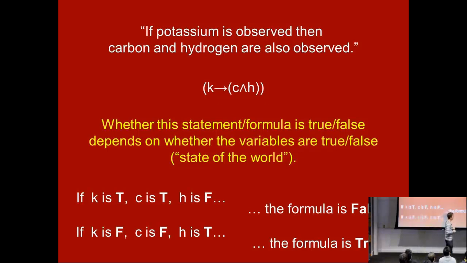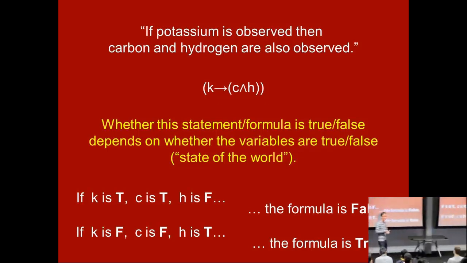What if k is false and c is false and h is true? Oh, you guys are good. Well done in the prereqs. Yeah, it's true because this piece, c and h, is false. K is false, and then false implies false is, weirdly true. You have not falsified the statement because potassium was not observed.